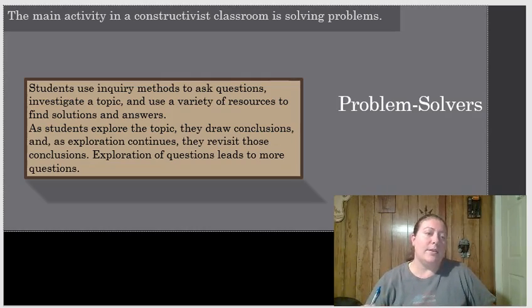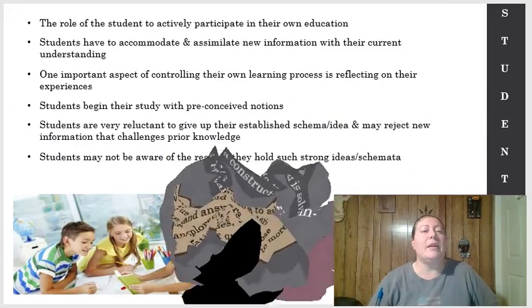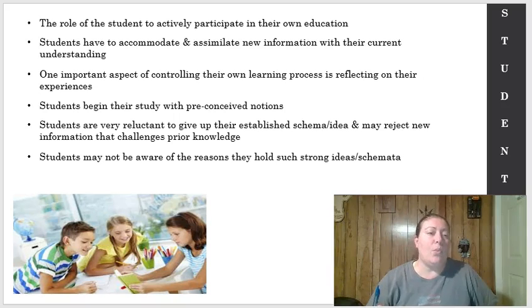Now, the role of the student and the teacher is important in this theory because it lets each other know what is expected of them.